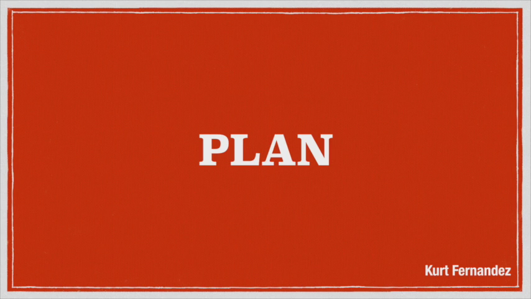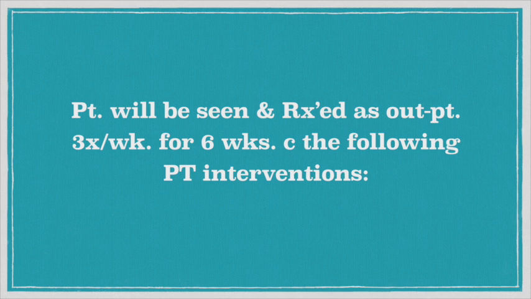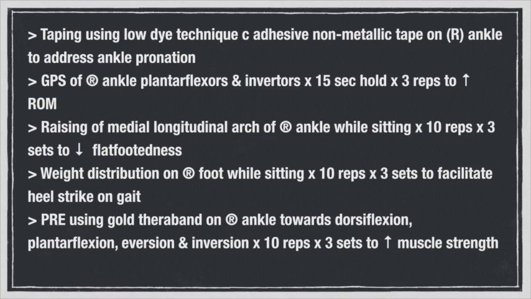These are the treatment plan prepared for patients with chronic ankle sprain, based from Kisner, KNGF, and ACSM guidelines. Patient will be seen and treated as outpatient 3 times a week for 6 weeks with the following PT interventions. Taping using low-dye technique with adhesive non-elastic tape on right ankle to address ankle pronation. Despite the use of low-dye for plantar fasciitis, it also provides a proprioception feedback to the ankles.